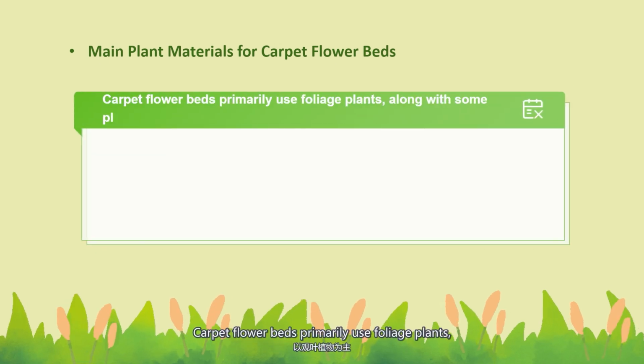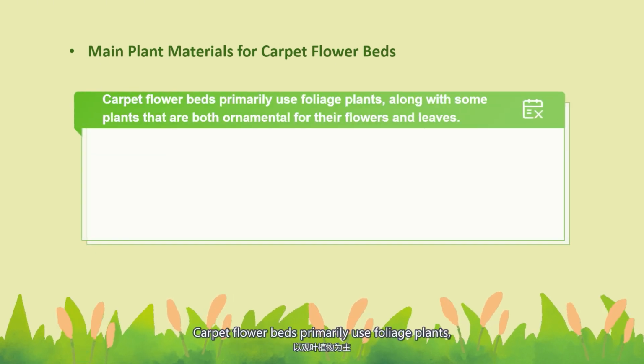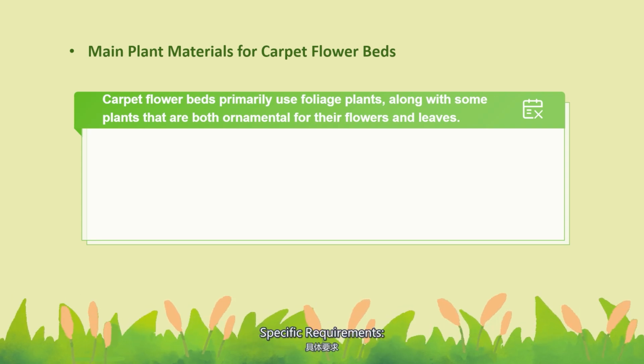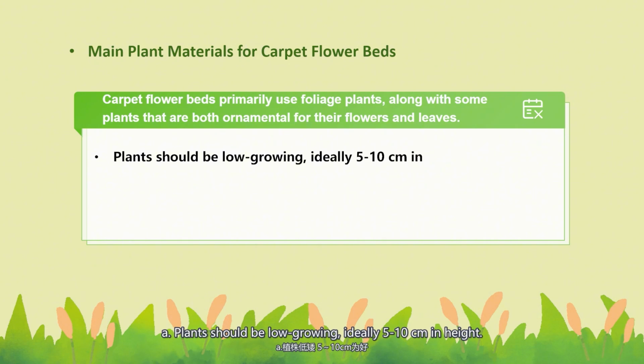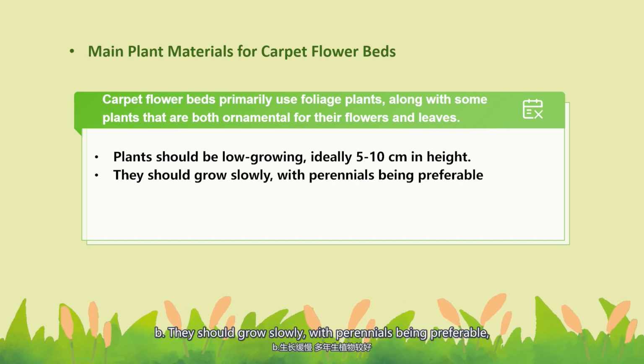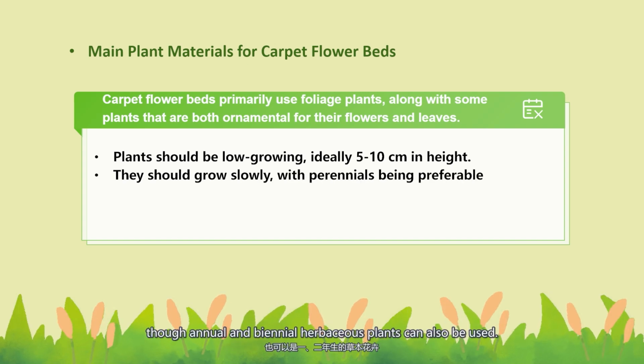Carpet flower beds primarily use foliage plants, along with some plants that are both ornamental for their flowers and leaves. Specific requirements. A. Plants should be low-growing, ideally 5 to 10 centimeters in height. B. They should grow slowly, with perennials being preferable, though annual and biennial herbaceous plants can also be used.